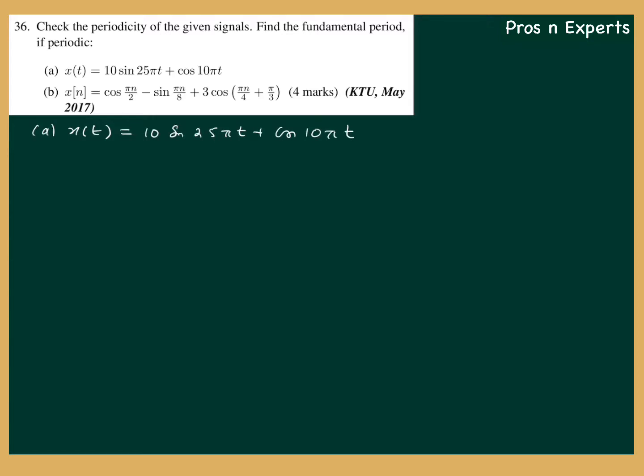Actually, there are many methods to check whether this x of t is periodic or not. First one is just look at the argument inside sine and cos. If both of them contain pi, or if both of them do not contain pi, then the signal x of t is periodic. If any one of the sinusoids contains pi, then it will not be periodic. Here both the sinusoids contain pi, so the signal x of t is periodic. Or we can do it in the mathematical way.